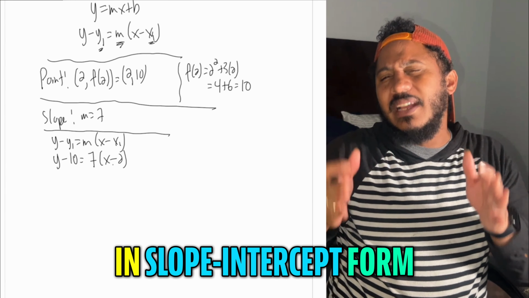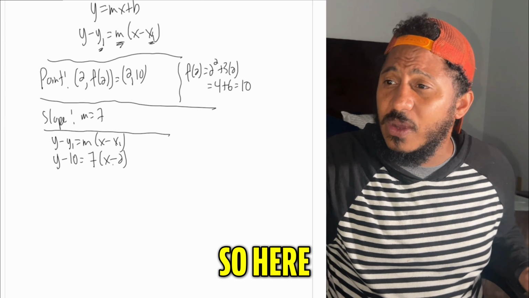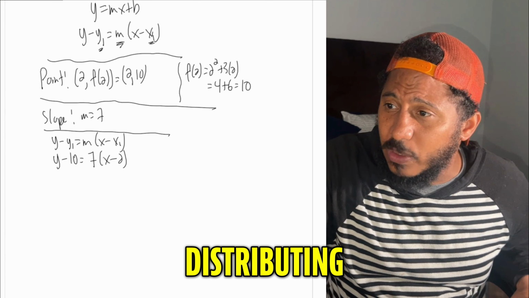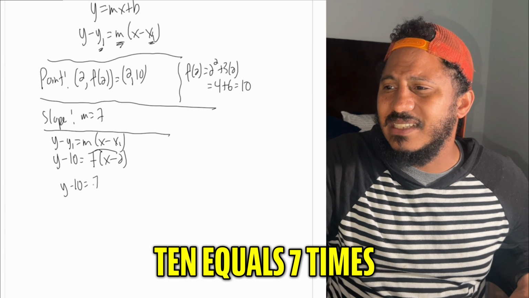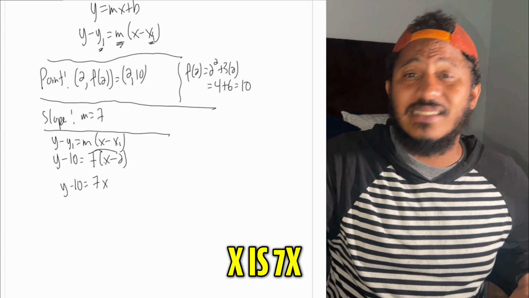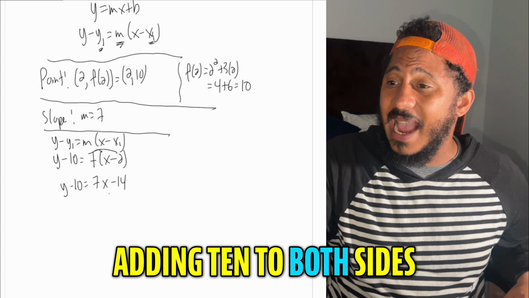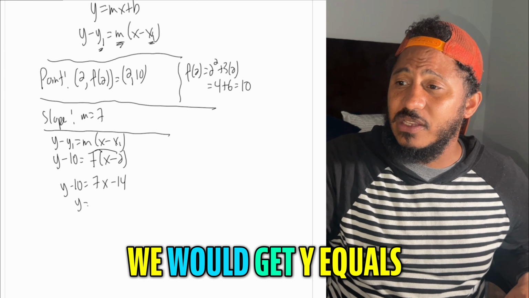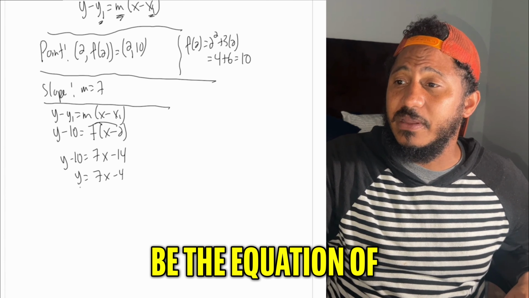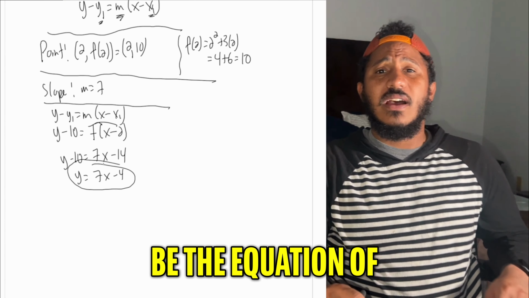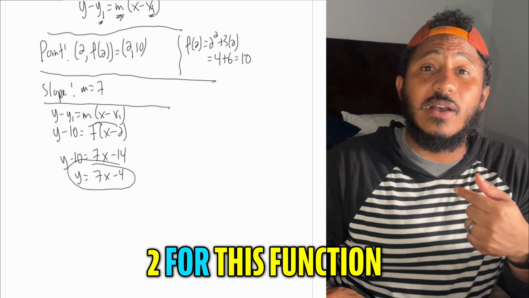We usually put it in slope-intercept form, meaning get the y by itself and get rid of those parentheses. If I get rid of these parentheses by distributing across, we get y minus 10 equals 7 times x is 7x, 7 times negative 2 is negative 14. And then getting the y by itself, adding 10 to both sides, we get y equals 7x minus 4. And so there's the equation of my tangent line at the x value 2 for this function.